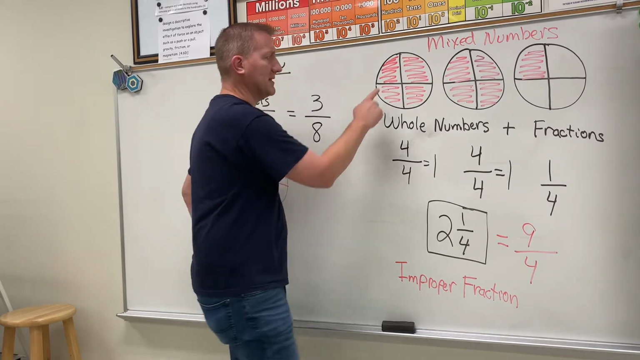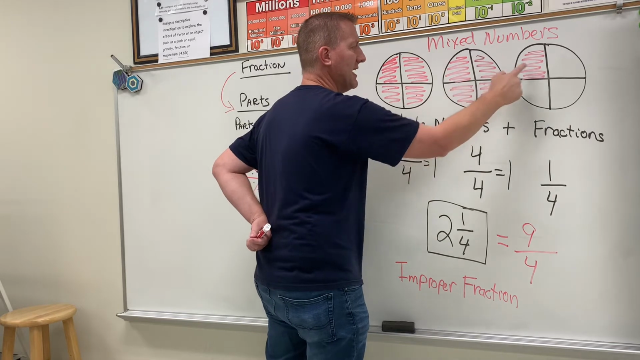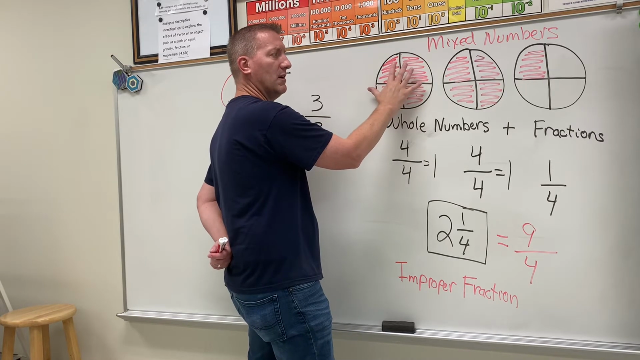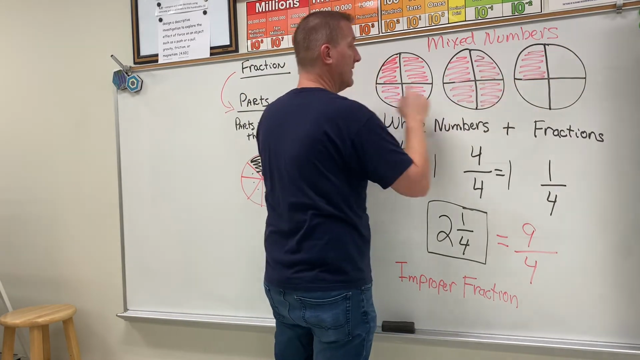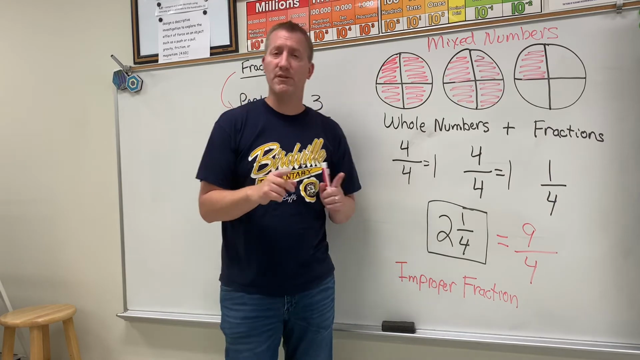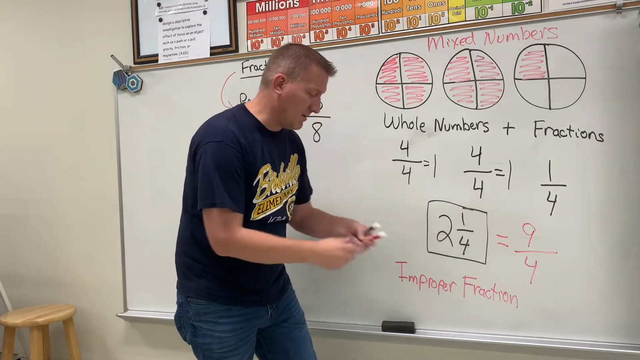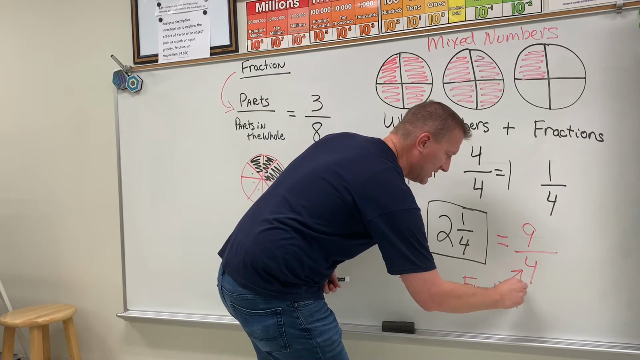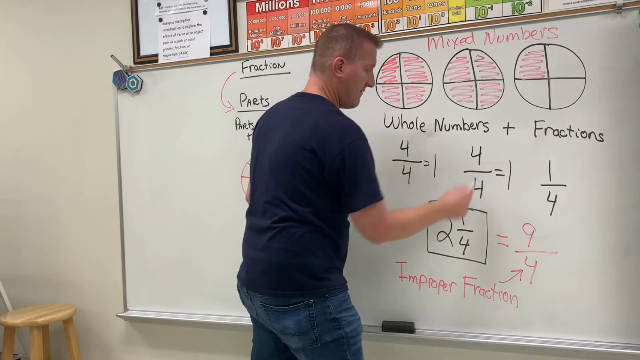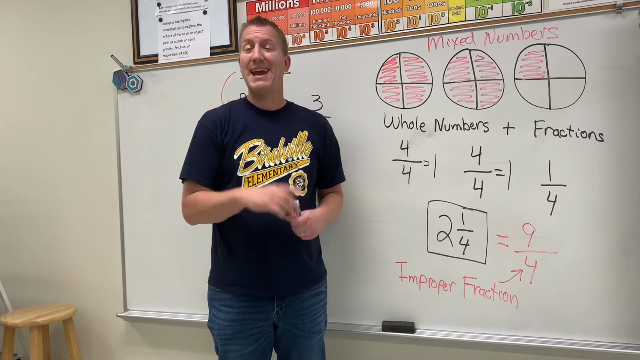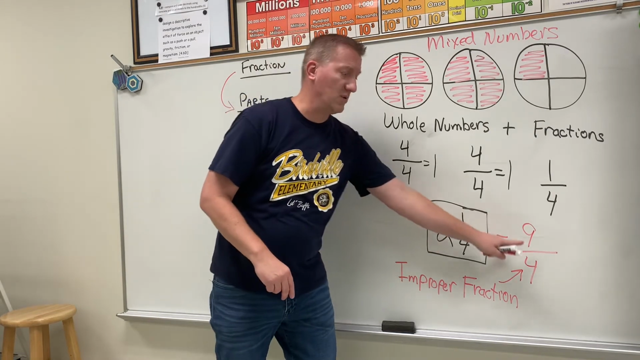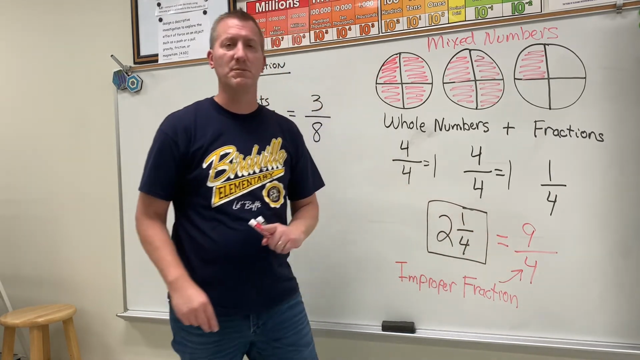So go back and think about that. 1, 2, 3, 4, 5, 6, 7, 8, 9 parts are shaded out of 1, 2, 3, 4. That's a whole. Not this whole thing. This is actually 2 wholes and a fourth, isn't it? So be careful about that, and that's called an improper fraction. This one is an improper fraction. This one is a mixed number right here. It has a whole number and a fraction together. Okay? And I'll show you how to change those from a mixed number to an improper fraction and an improper fraction to a mixed number.